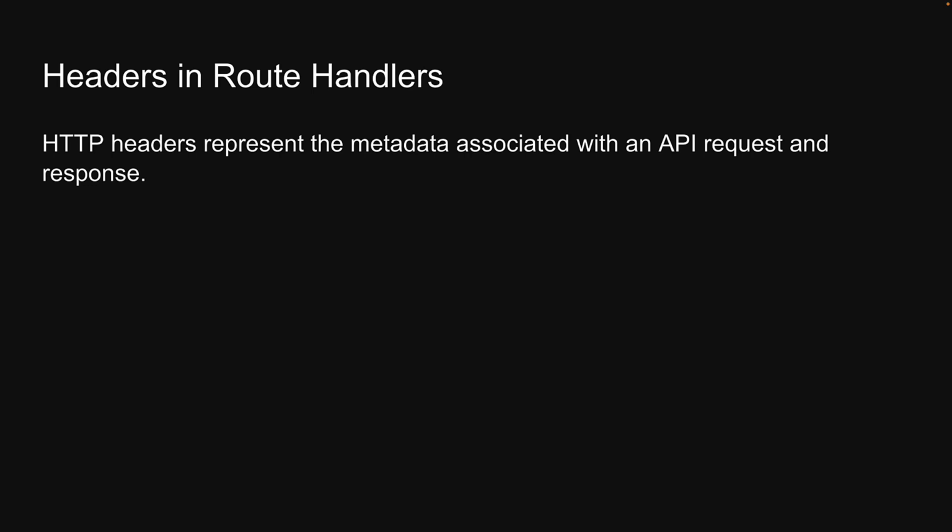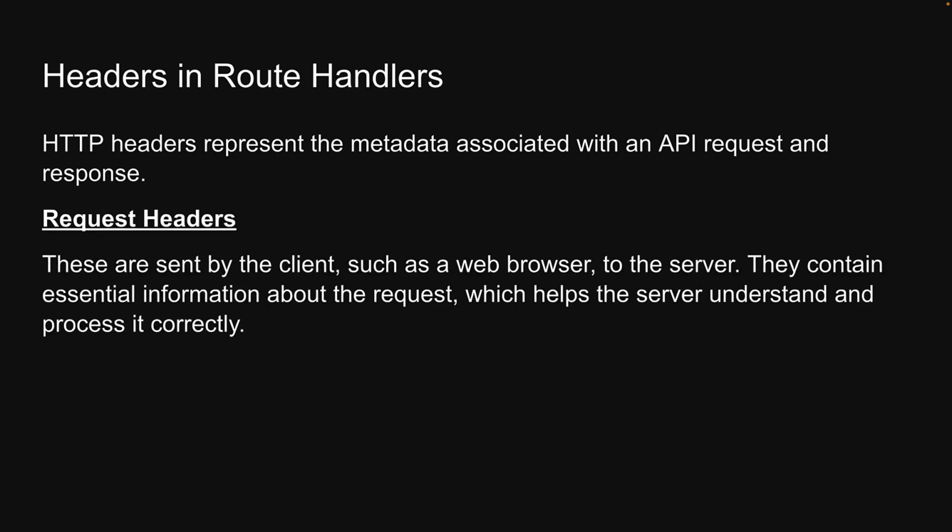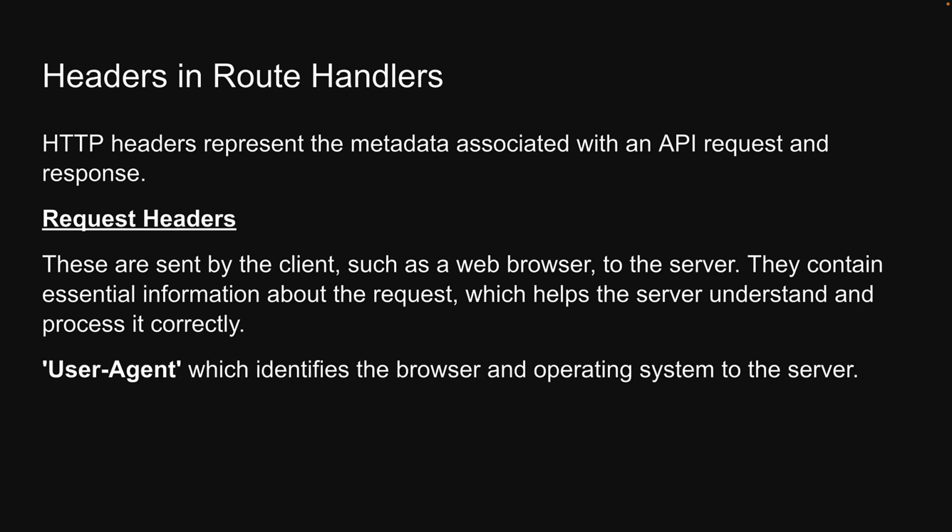This metadata can be classified into two categories. First, we have request headers. These are sent by the client, such as a web browser, to the server. They contain essential information about the request, which helps the server understand and process it correctly. For example, we have the user agent header, which identifies the browser and operating system to the server. It is often used for browser-specific content rendering and analytics.